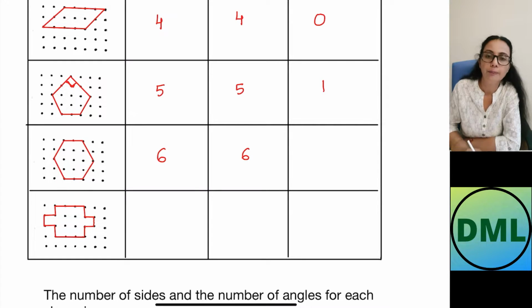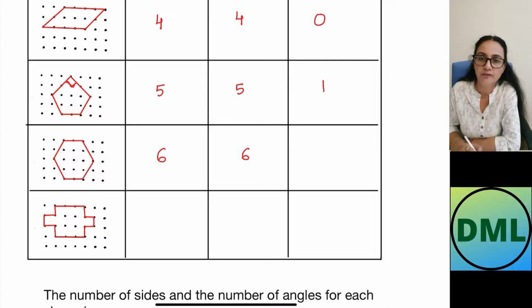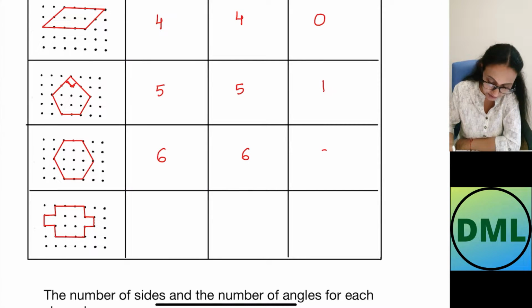No lines are perpendicular to each other. That means the number of right angles is 0 here. Let's write the value 0. Let's see our next figure.